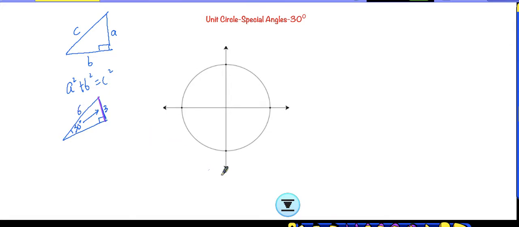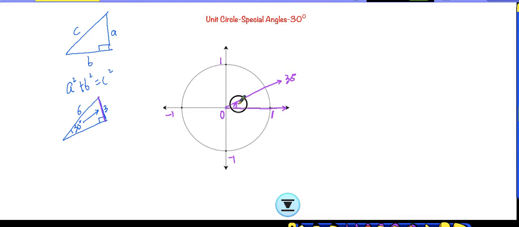So let's quickly check how we figure out the answer. First, we consider this unit circle. We know the center is at 0, 0 and the radius is 1. That's how we set up the foundation here. And for 30 degrees, we have the initial ray here, and we draw a 30 degree angle here.